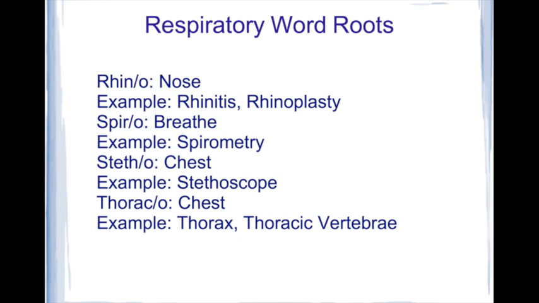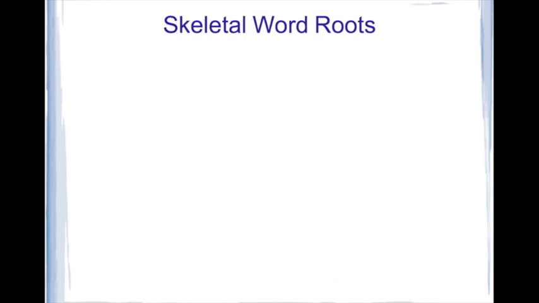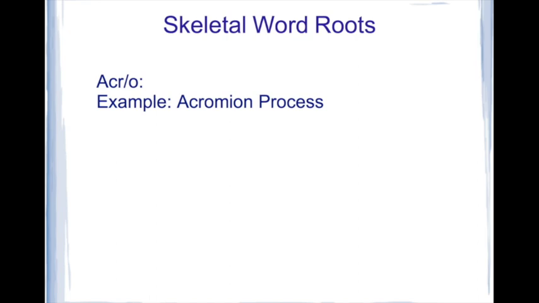Okay, skeletal word roots. Acro, like acromion process. I think of the acromion process and where it is. It's right next to the shoulder joint, right? Right at the shoulder joint. Right where an extremity attaches.